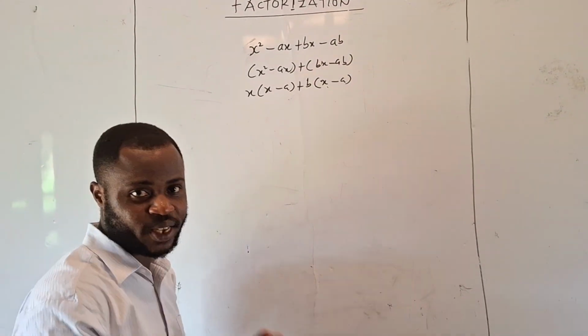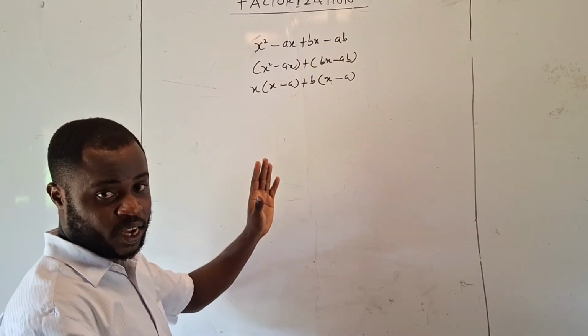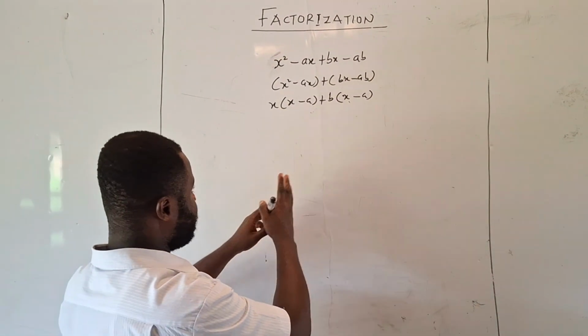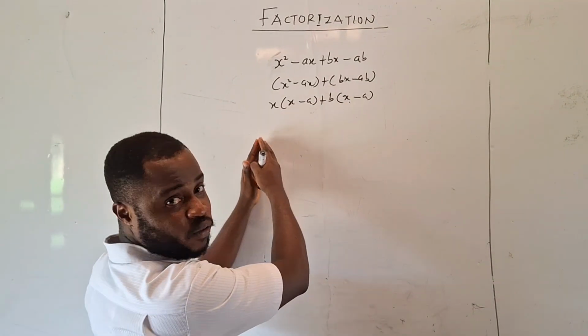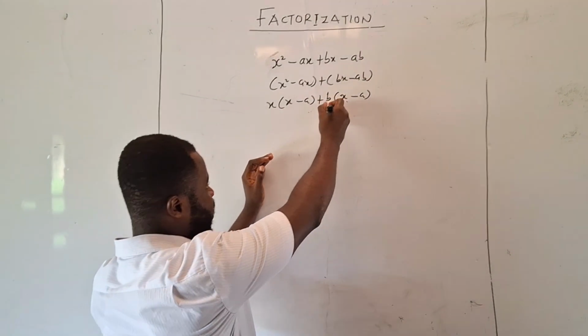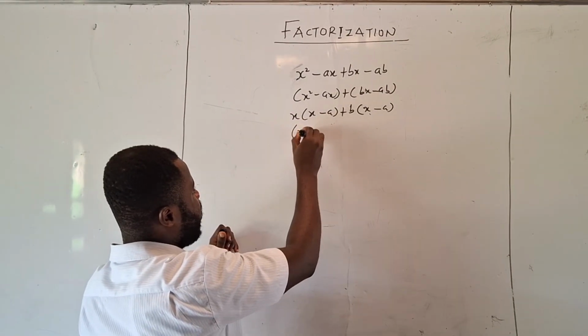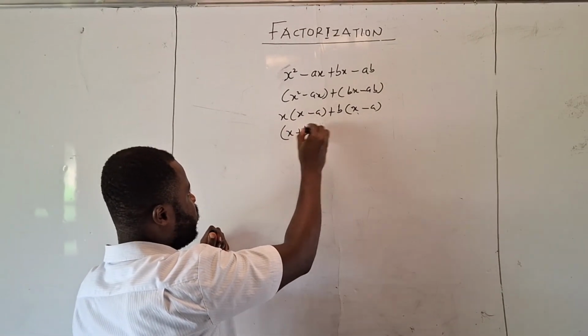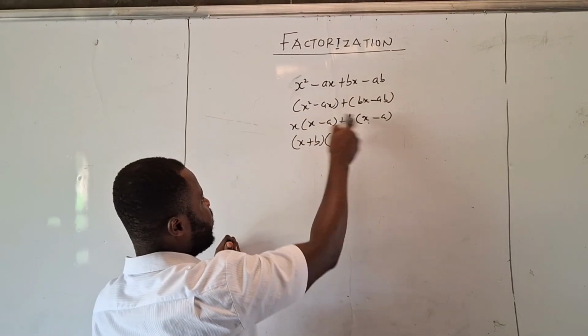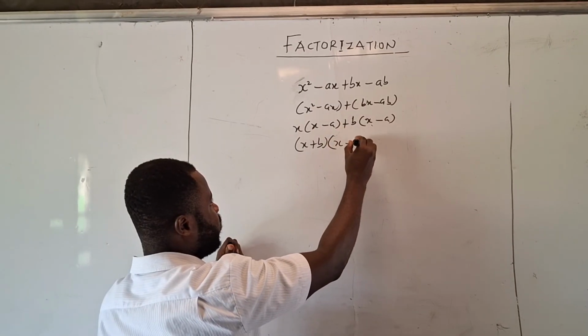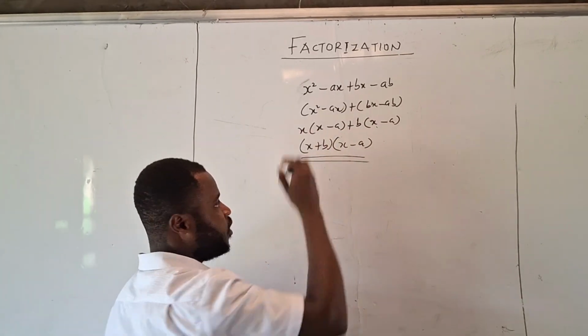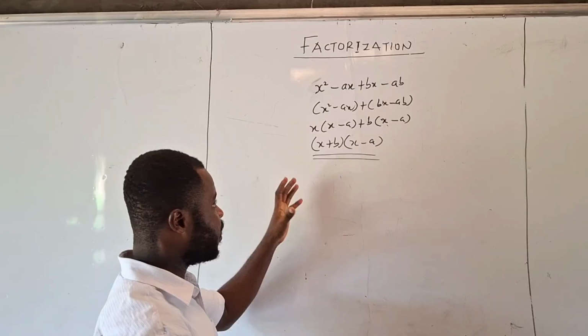It means it is correct. But this is not the final answer. Now this is how we pick our answers. Come and pick the number at the back of the first bracket, then pick the number at the back of the second bracket in one bracket. So here we have x plus b, bracket closed. Then this one, they are the same, so you just pick one: x minus a. Then this is the answer to this.